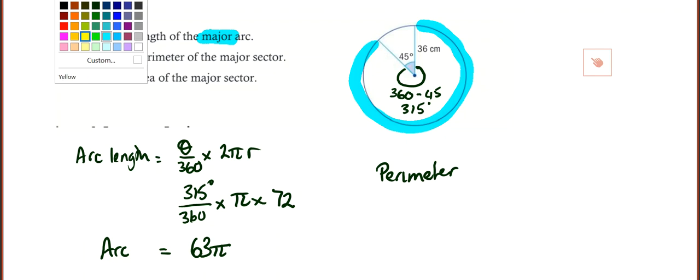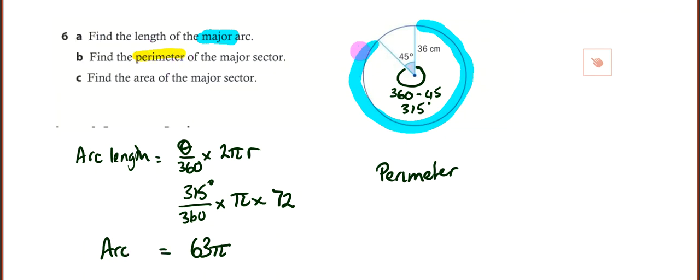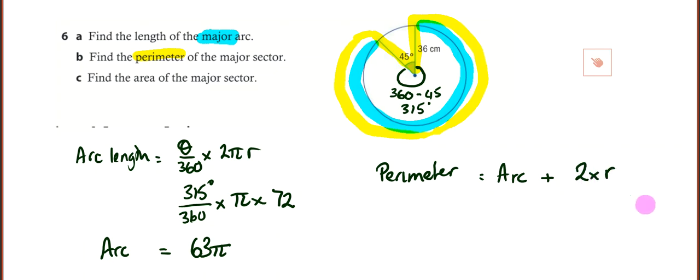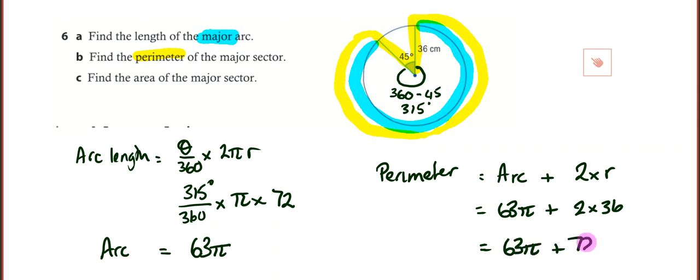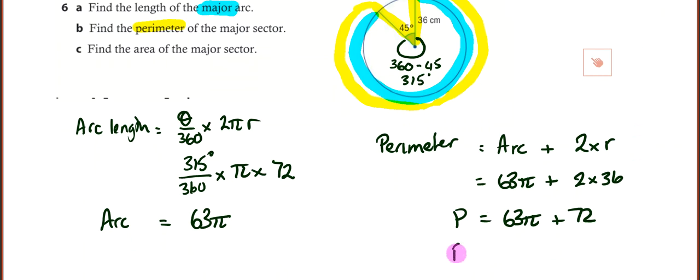So the added bit here. Alright, when we do the perimeter, we actually want all of that, which we've just worked out, and those bits as well. Okay? So the perimeter is arc plus 2 lots of r. So we've got 63 pi plus 2 times 36. So we've got 63 pi plus 72, which I could leave it like that if it was in terms of pi, or in this case we would probably now turn it into a decimal. 3 significant figures. What do we get?